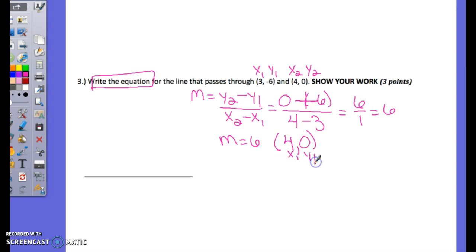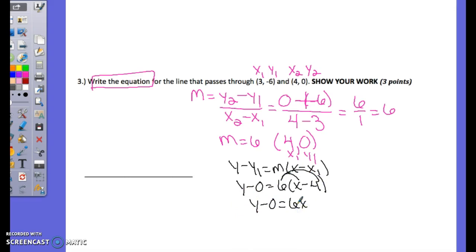Again, x1, y1. Anytime you see write an equation, remember, start at point slope, move to slope intercept. So you have y minus y sub 1 equals m times x minus x sub 1. So you have y minus 0 equals your slope of 6 times x minus 4. Distribute 6. 6 times negative 4 is negative 24. So y minus 0 is just y. If you add 0, you get y equals 6x minus 24. Now you're in slope intercept. You went from point slope to slope intercept, and you get y equals 6x minus 24.